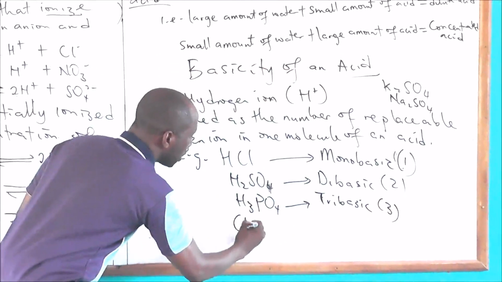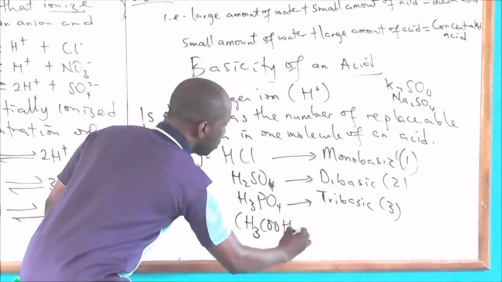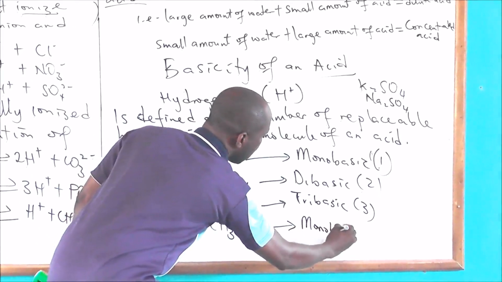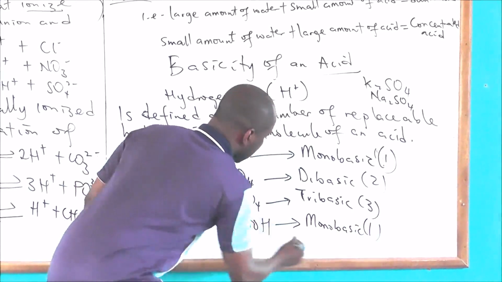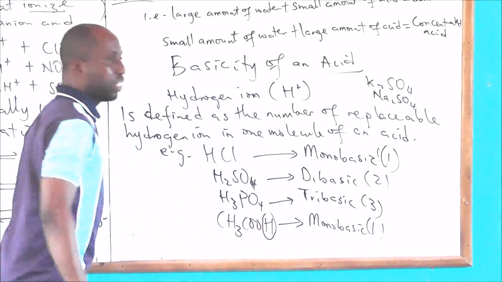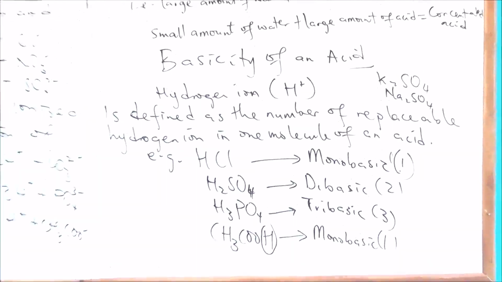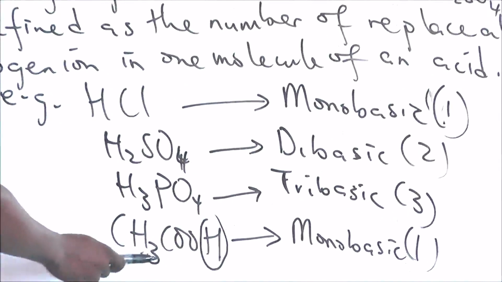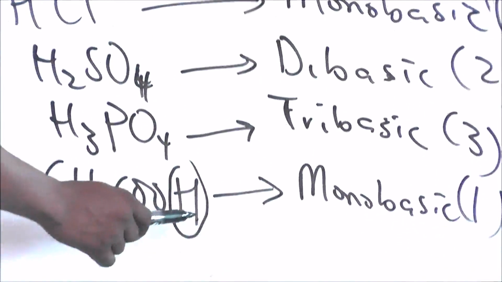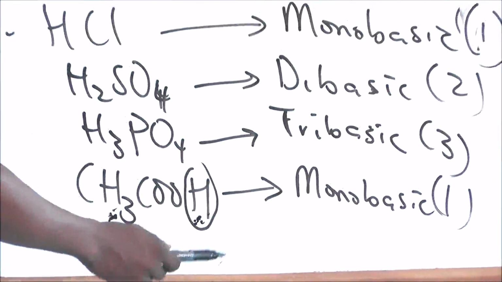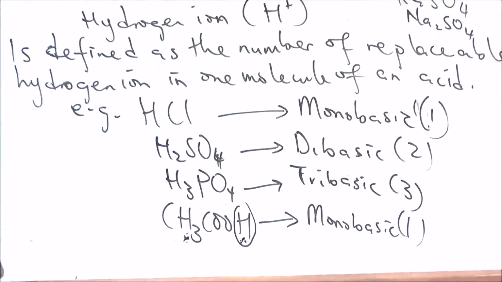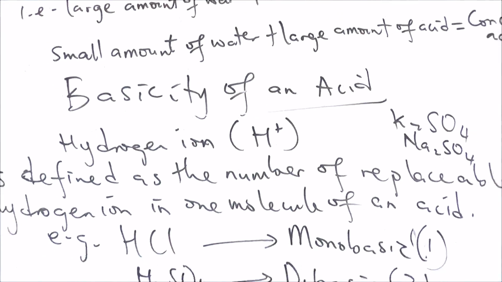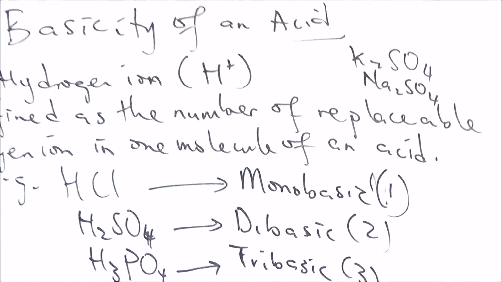If I have CH3COOH, the basicity of this one is 1, and that is monobasic. It is only this hydrogen ion that can be replaced. If you look at ethanoic acid, there you have 3 hydrogens, and here you have 1. This one cannot be replaced. It's only this hydrogen ion that can be replaced, and that's why it is a monobasic acid. So that's the basicity. Now let's look at the properties of acid.